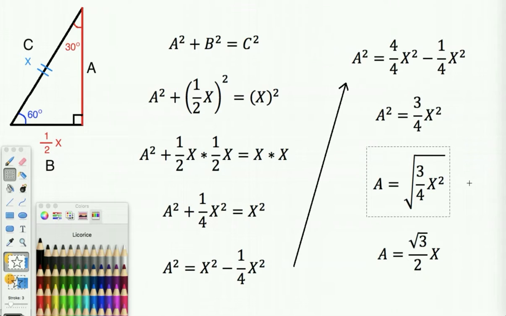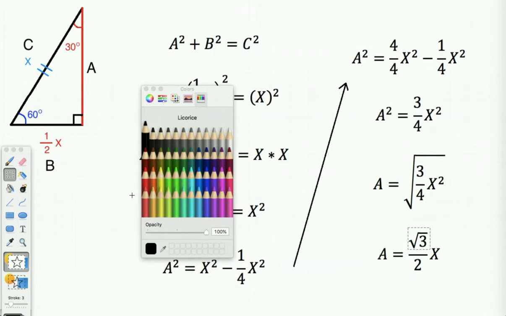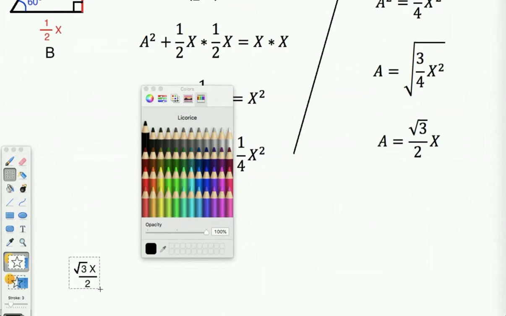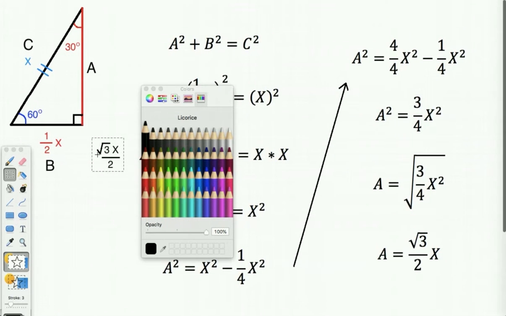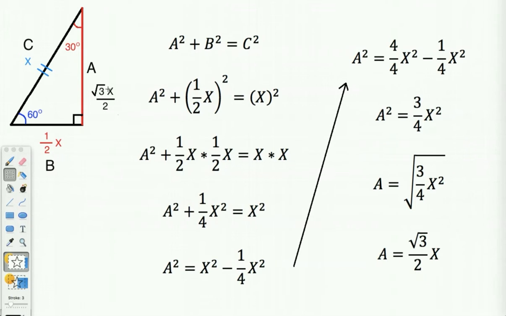So a is equal to the square root of 3/4 x squared. Well, the square root of x squared is just x. The square root of 4 is 2. And you still are left with a 3 inside the square root. So long story short, a is equal to square root of 3 over 2 times x. So this a right here, that height, equals square root of 3 over 2 times x.